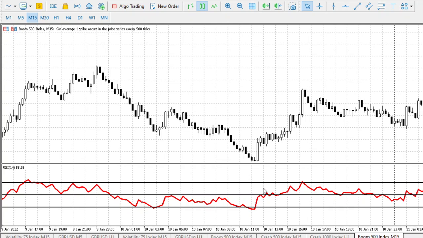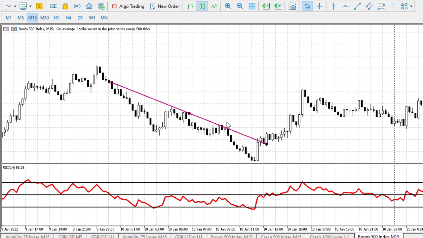So now we wait until it crosses back above the 50 to confirm that we are now in a bullish market. Then we go on our main chart, we draw a trend line. As you can see, we now have our trend line.